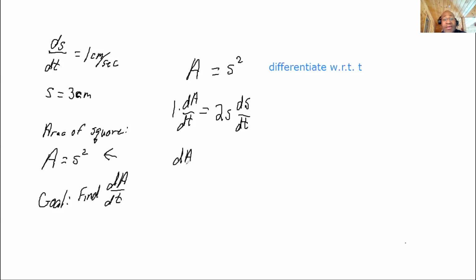So we have dA/dt equals 2s. Now here s was equal to 3. So it'll be 2 times 3 times ds/dt, which is equal to 1. So we multiply those together, that's going to give us 6. And so therefore dA/dt is going to be equal to 6. Now remember, this is a measure of area. So the proper units here would be 6 square centimeters per second.